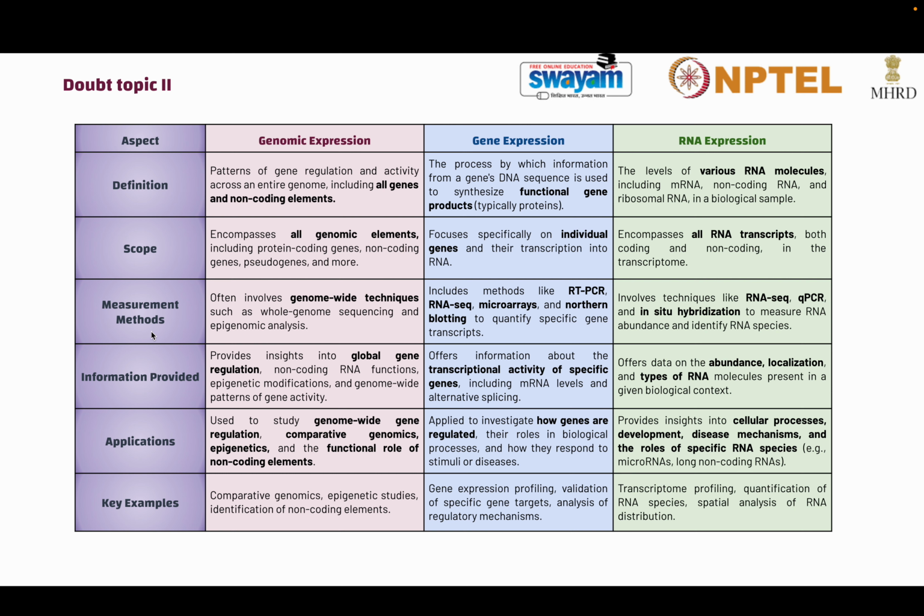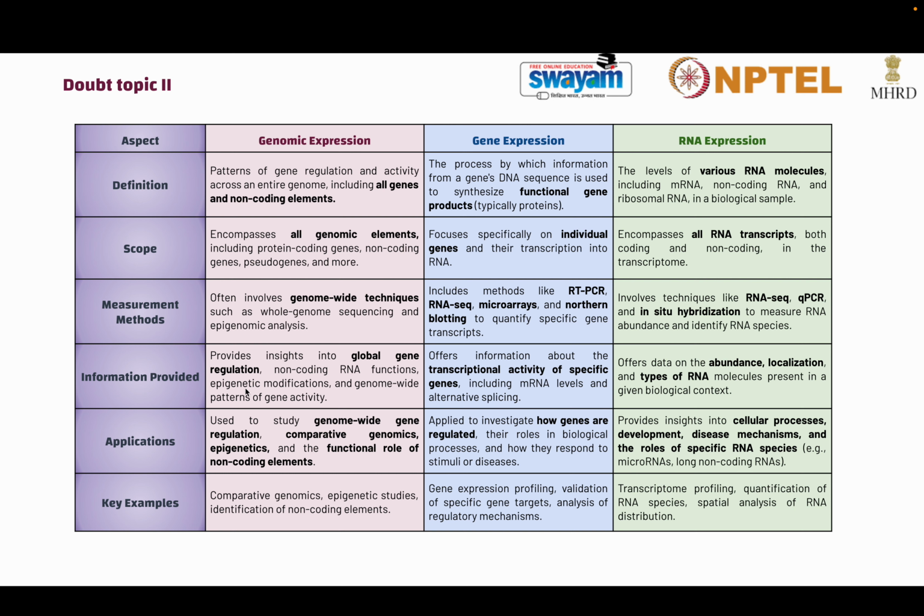Then comes measurement methods, how to measure the genomic expression. There are genome-wide techniques such as whole genome sequencing and epigenomic analysis, which you can perform for genomic expression analysis. Then for gene expression analysis, you can perform RT-PCR and RNA-seq or microarrays or northern blotting to quantify the specific gene transcripts. Whereas in RNA expression, you can perform RNA-seq, qPCR, which is the quantitative PCR, or in situ hybridization to measure the RNA abundance and identify the RNA species which are present in the sample.